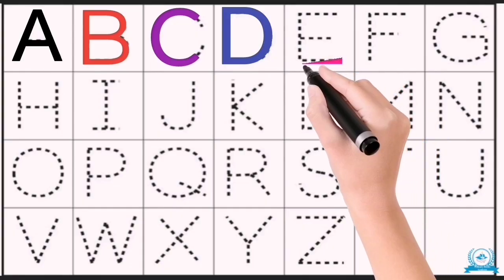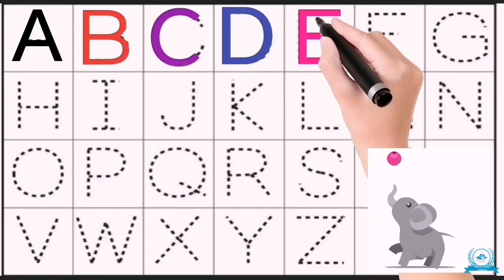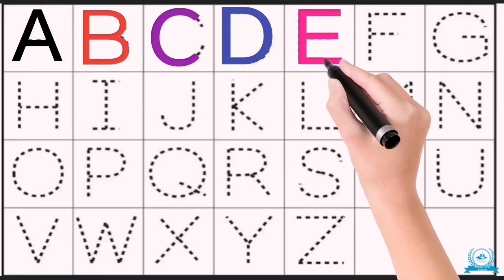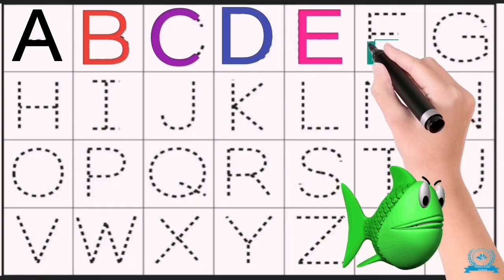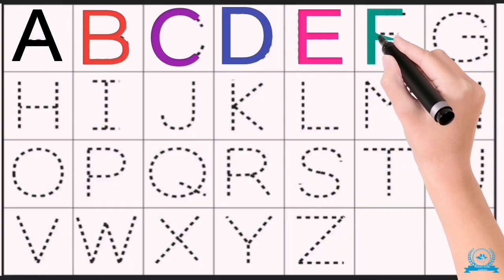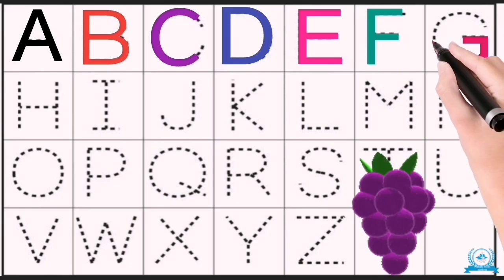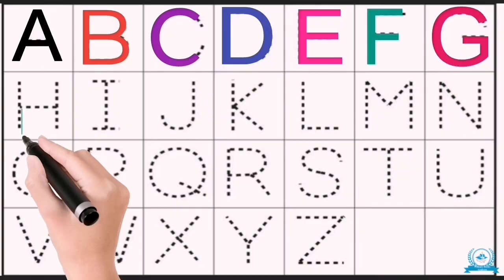E. E for elephant. F. F for fish. G. G for grapes.